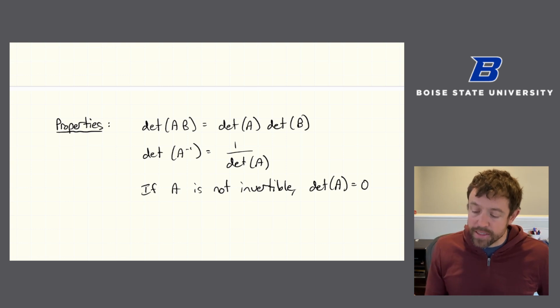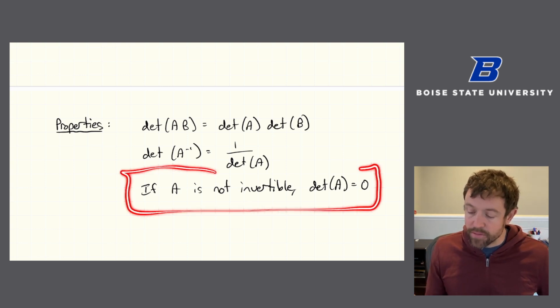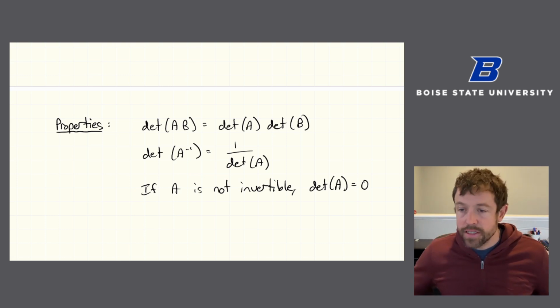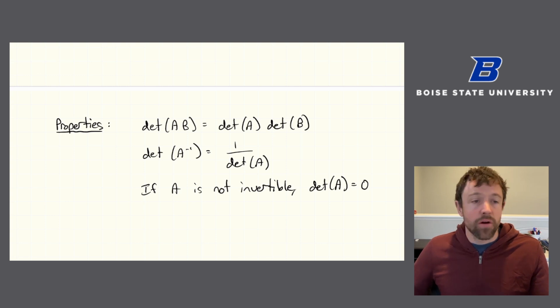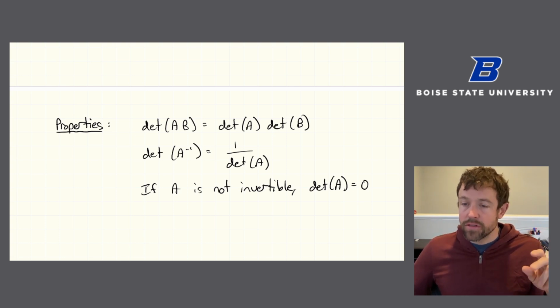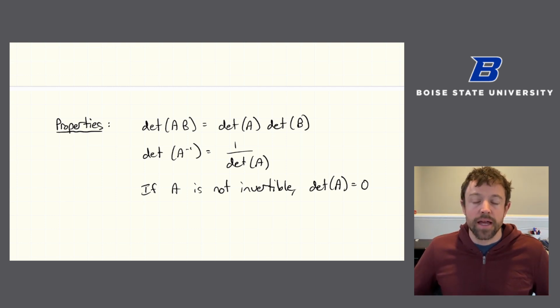And then the final property is that if our matrix isn't invertible, the determinant is 0, if it squishes space. And so, for instance, if your matrix has a row or column of zeros, the determinant is 0. If your matrix has duplicate rows or duplicate columns, it's not invertible, the determinant is 0. So if for whatever reason you know that your matrix is not invertible, you don't need to calculate its determinant. The determinant is 0.